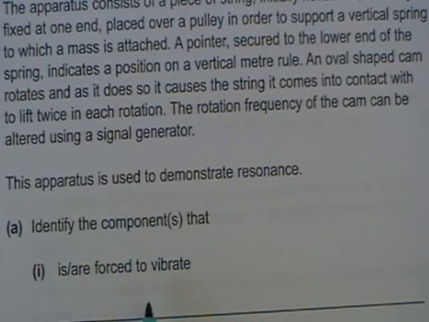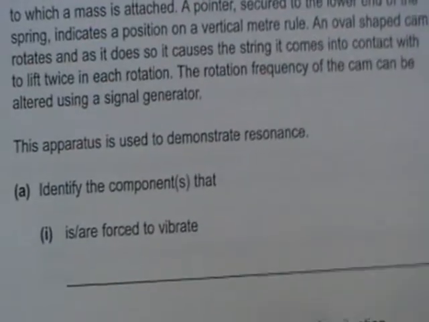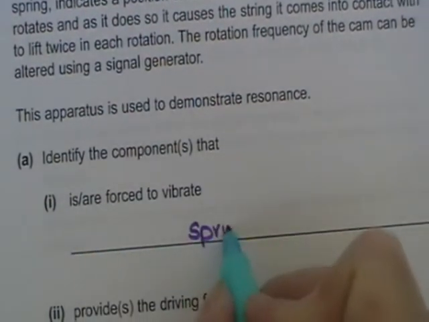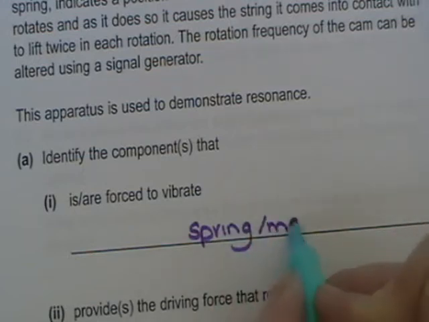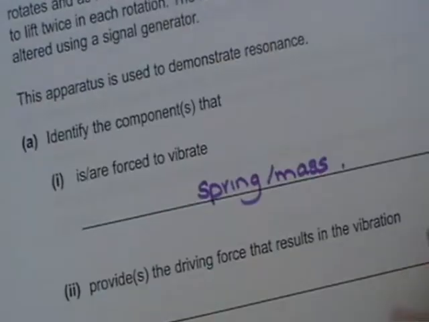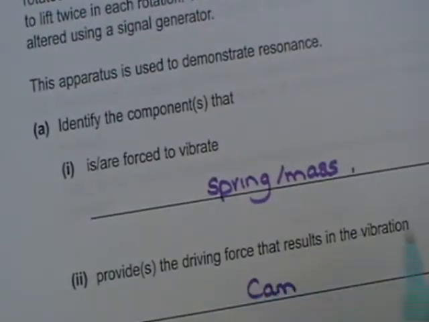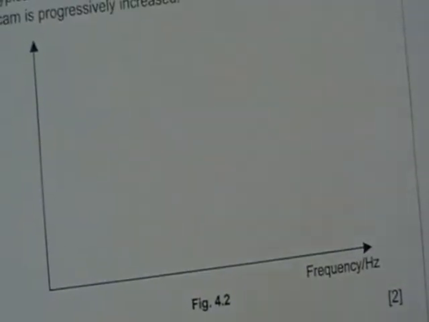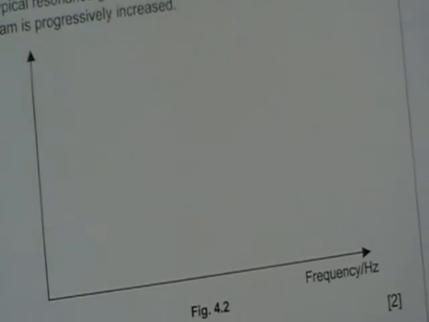Identify the components that are forced to vibrate. So obviously it's the spring and the mass which are being forced to vibrate. And then identify the component that's causing the driving force, and that's the cam, or the rotating cam.